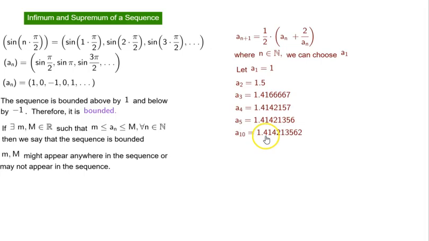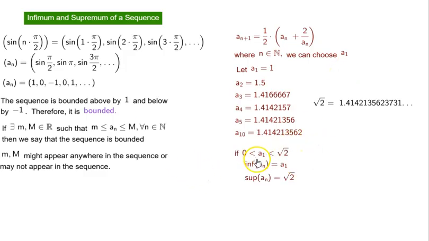It is getting closer and closer to the square root of 2. Just to confirm it, let's bring in the root 2. So here you notice 1.5, 1.41, 1.416667, 1.4142, 1.4142356, and so on. So the terms of the sequence are approaching root 2 as n goes to infinity.